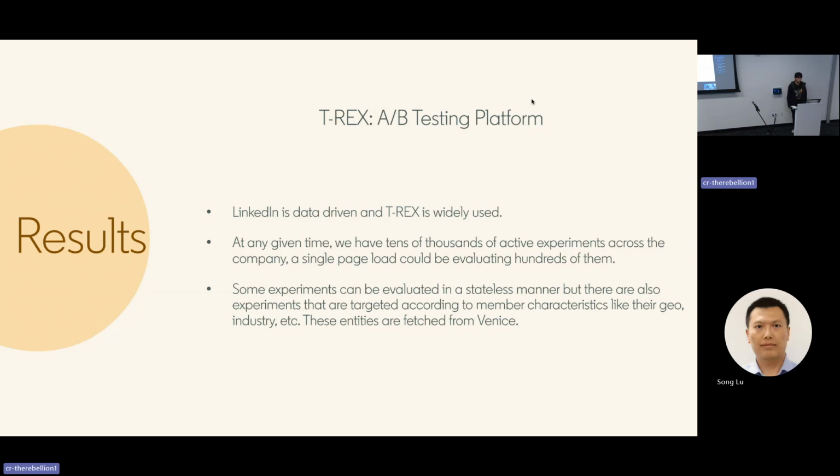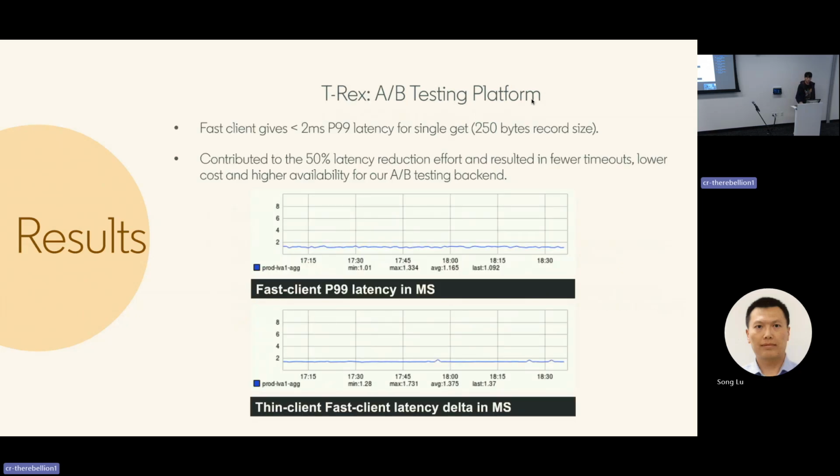Some experiments are evaluated in a stateless manner, but there are also experiments that are targeted according to characteristics of a member, like geo, industry, etc. And they require fetching entities from Venice. These entities are stored and fetched from Venice. So with Venice Fast Client, for single get, I think this entity store is about 250 bytes in terms of record size, we're able to get less than 2 millisecond P99.